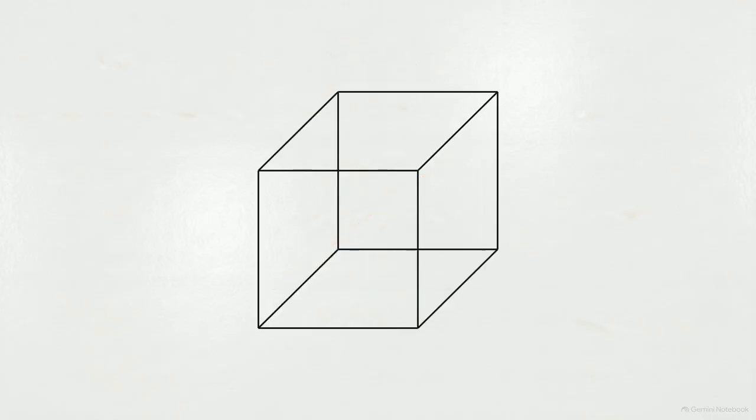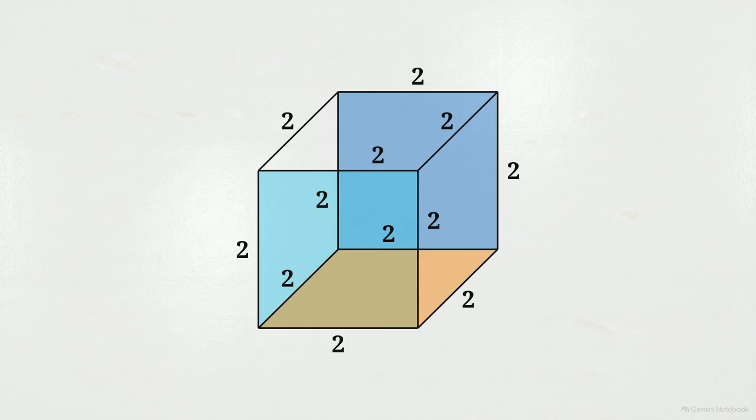Let's orient ourselves to the 3D space we are working in. The wireframe has a distinct back wall, a front wall facing us, and a flat floor connecting them along the bottom. The prompt gives us a very clear starting parameter. Every single visible outer edge of this shape is exactly 2 inches long.